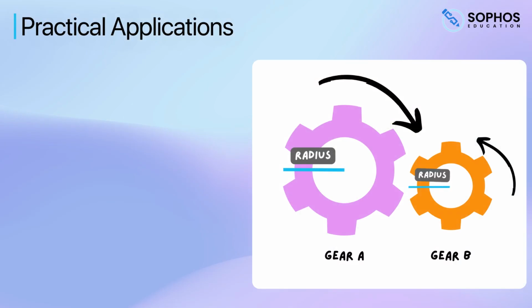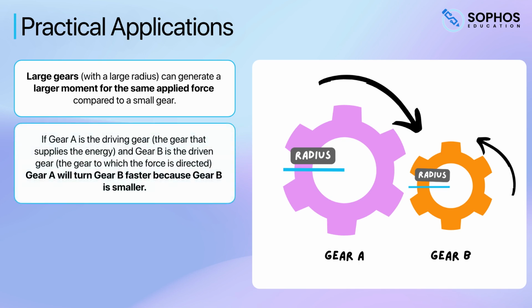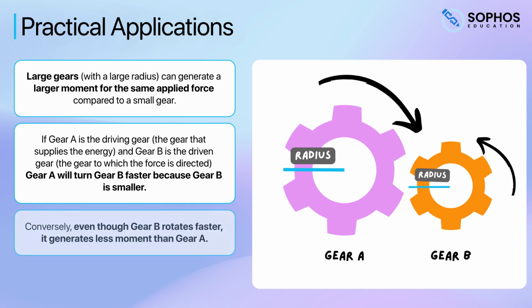Gear systems often have gears of different sizes to create beneficial mechanical advantages, as large gears, with a large radius, can generate a larger moment for the same applied force compared to a small gear. If gear A is the driving gear, which just means that it is the gear that supplies the energy, and gear B is the driven gear, which is the gear to which the force is directed, gear A will turn gear B faster because gear B is smaller. Conversely, even though gear B rotates faster, it generates less moment than gear A.